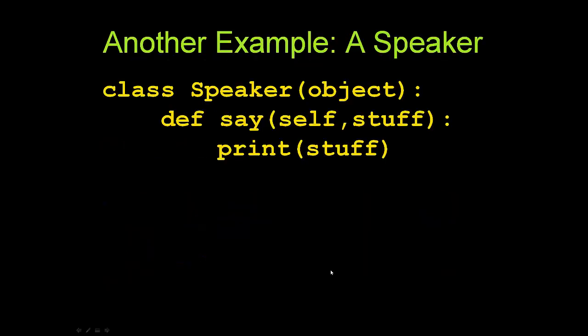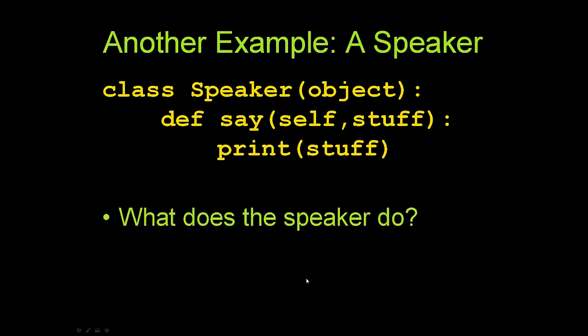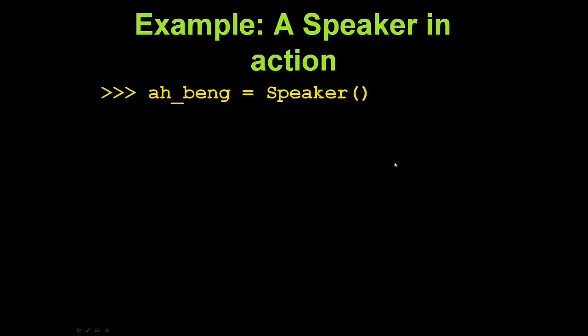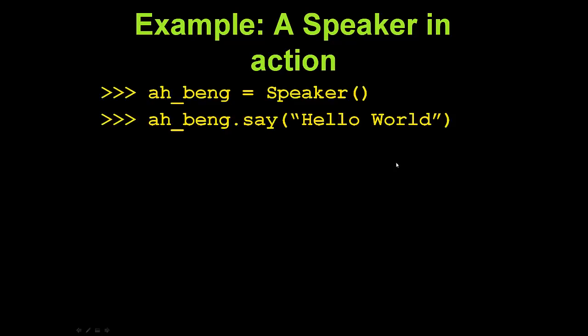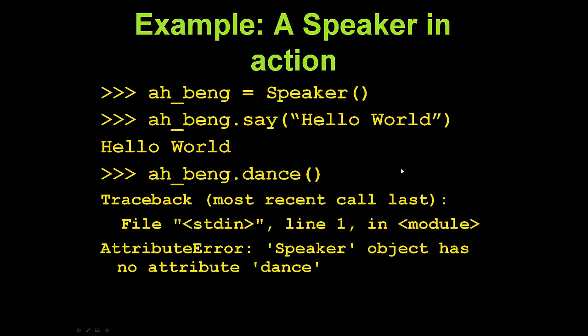Okay, now let's look at another example where we have a Speaker. What does this Speaker do? Well, it's a very simple object. The Speaker here inherits from object, the basic Python object class. It's got one method called say, which takes stuff, and when you call say stuff, it prints the stuff. Very simple. Now, suppose Abing is a Speaker and Abing says hello world, you get hello world. And if you ask Abing to dance, then bad things happen.